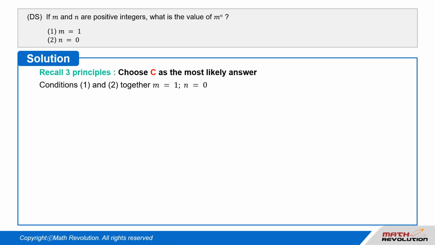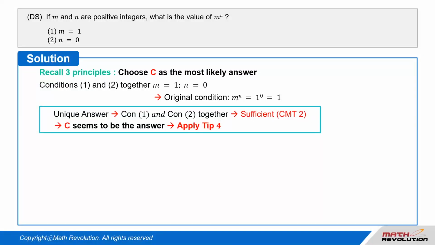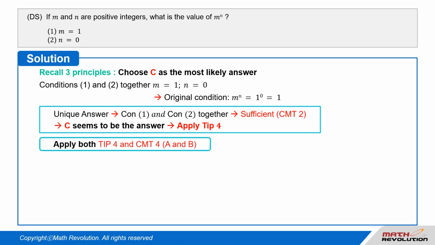Let's take a look at condition 1 and 2 together. Condition 1 and condition 2 together give us m equals 1 and n equals 0. If we substitute m as 1 and n as 0 into the equation, we get m to the power of n equals 1 to the power of 0 equals 1. The answer is unique, so the conditions combined are sufficient by CMT2, which means that the number of answers must be 1. Thus, C seems to be the answer. However, according to tip 4, trivial conditions are not the answer, so C would not be the answer.